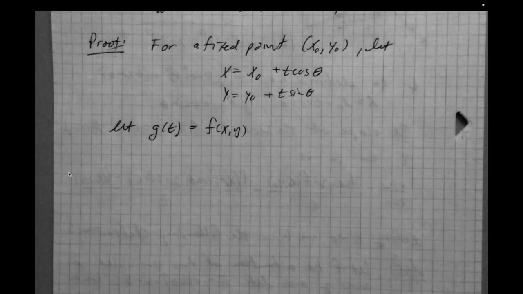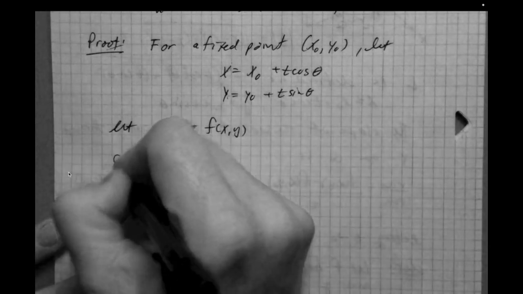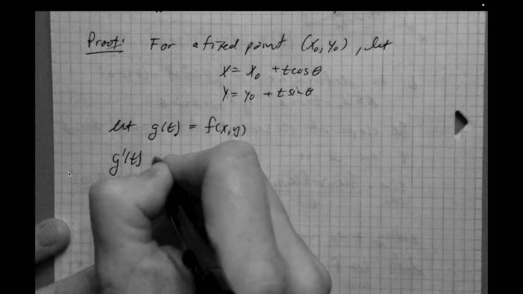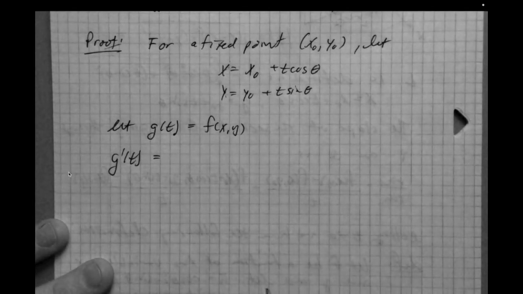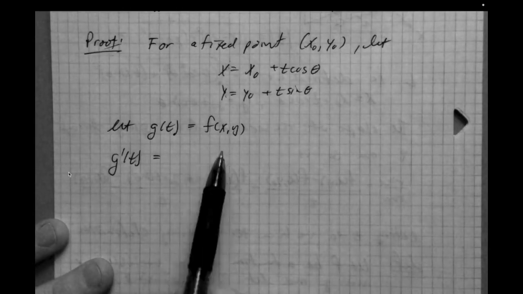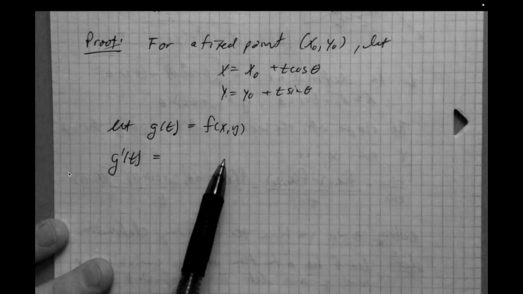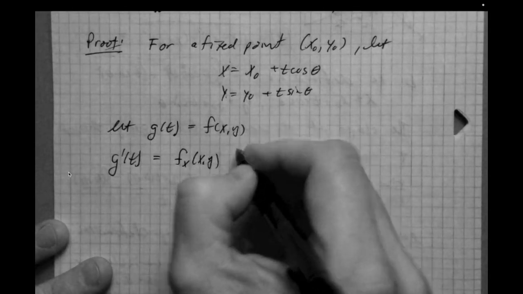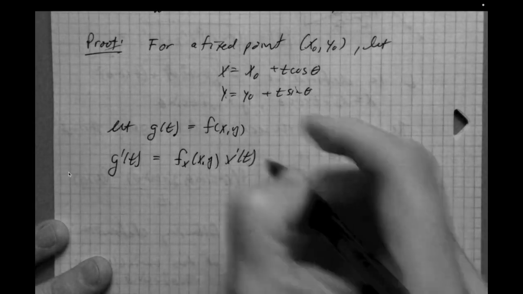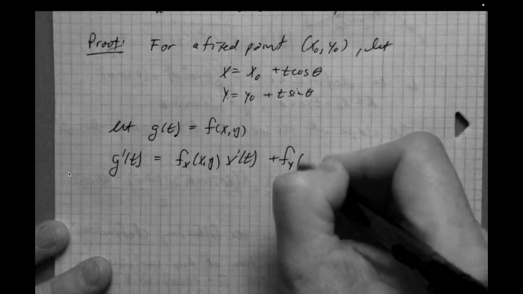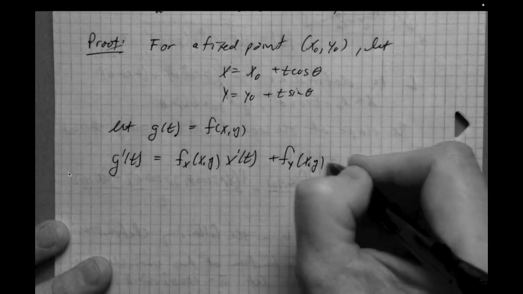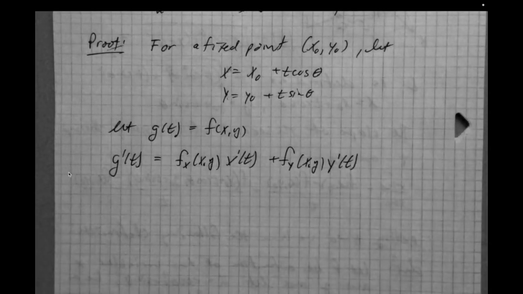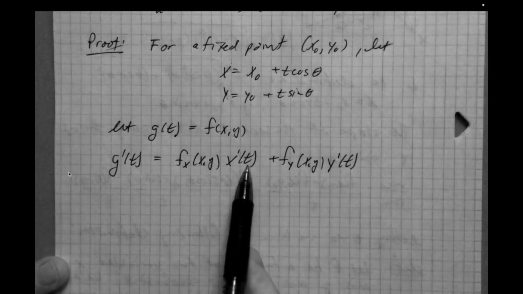Okay, so f is differentiable by assumption, and so we can apply the chain rule that we just learned in the previous section to this function g. So g prime of t is going to be what? Well, we're going to differentiate with respect to x, multiply times the derivative of x. So it's f sub x of x, y times x prime of t, plus f sub y of x, y times y prime of t. Okay. And now what is x prime of t and y prime of t?